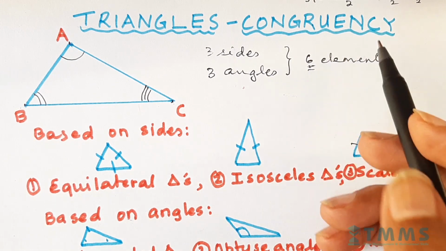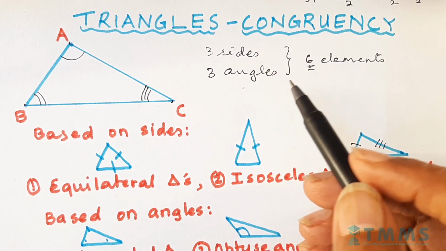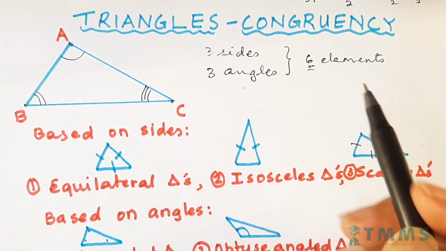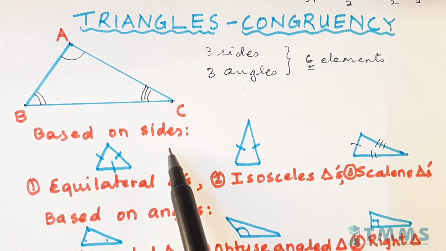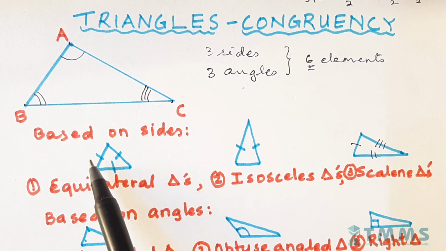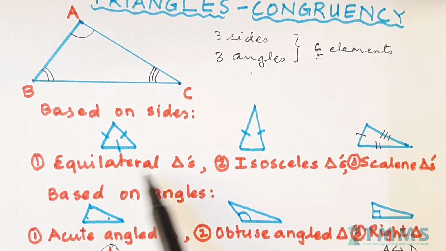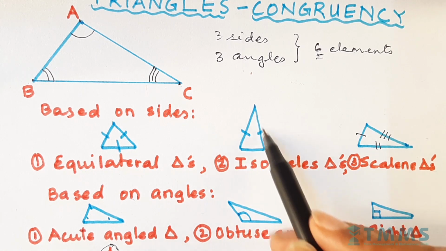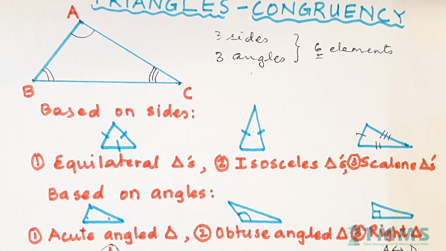Now, when we talk about congruency in triangles, we are talking about two geometrical figures having same shape, same size, and they will have the same measures. But even before we come to that, let us quickly run through the different type of triangles that are there based on sides and based on angles. Based on sides, as you can see, equilateral triangle, all sides equal. Isosceles triangles, two sides are equal. And scalene triangle, all three sides are different.